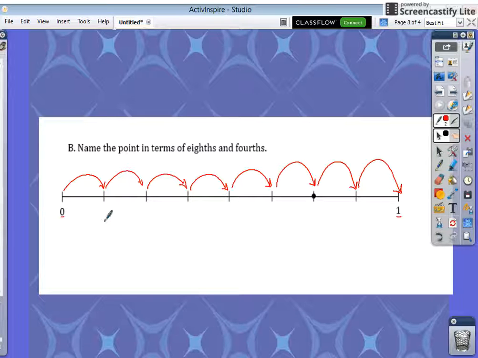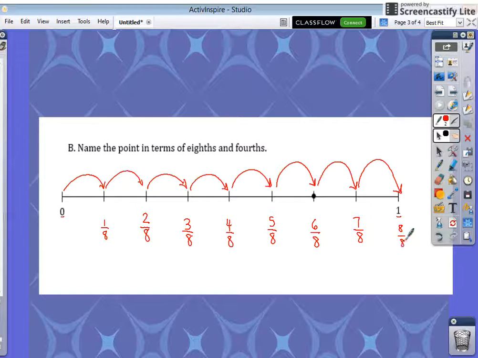So we're going to say 1/8, 2/8, 3/8, 4/8, 5/8, 6/8, 7/8, and 8/8, or 1 whole. So we can first see that this point, if we're representing it as eighths, would be 6/8.